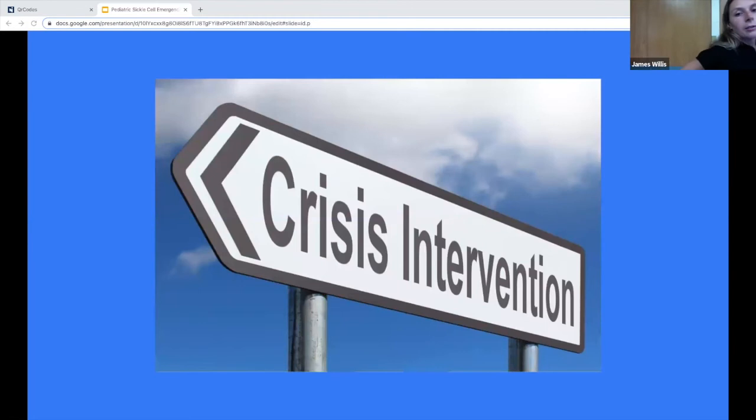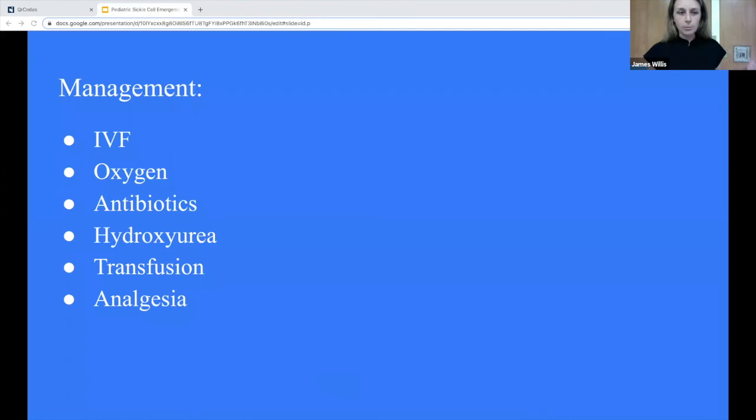Again, for patients who are just presenting with simple vaso-occlusive crisis, no need for workup, but for any other red flag symptoms, blood work, including CBC, CMP, retic, and anything else that we'll talk about.